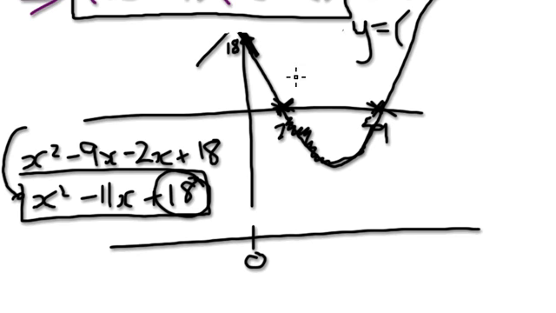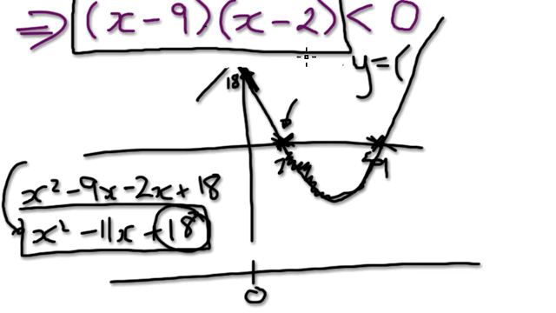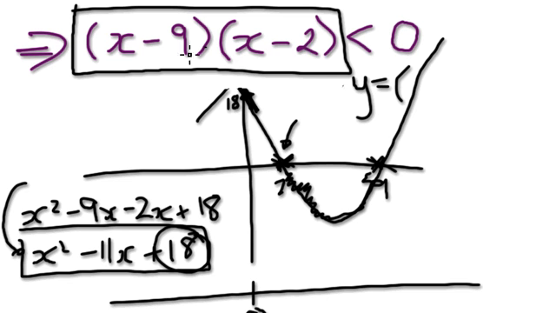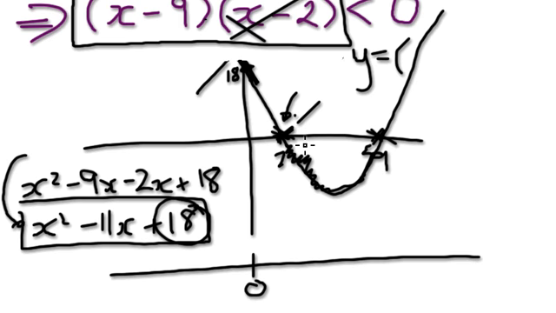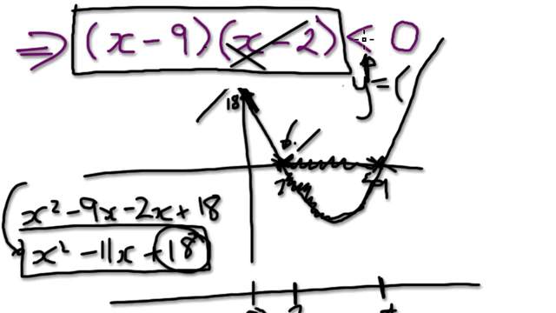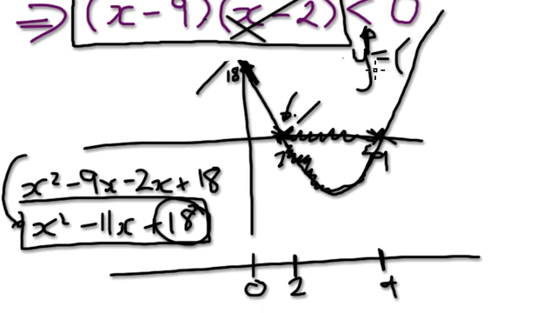You know that this bit here is positive 2 because of this thing here. So it would be this 2 here, and this here would be 9. So you want the region inside here, meaning, because it's strictly less than 0, you cannot include the 2, and you cannot include the 9.